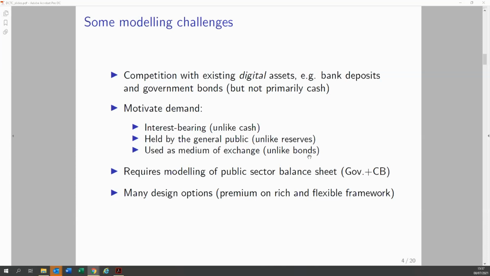And typically, there are some cases where bonds can be used to settle transactions, but they are not really relevant. They're more the exception that proves the rule.